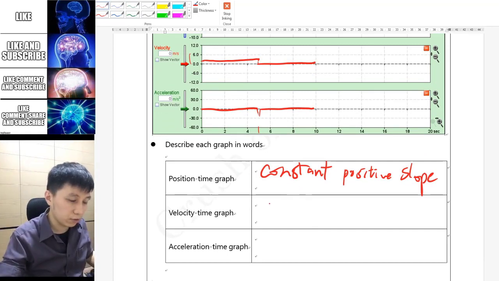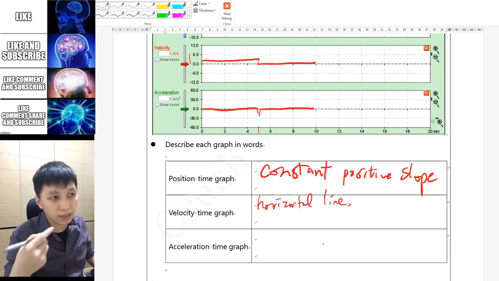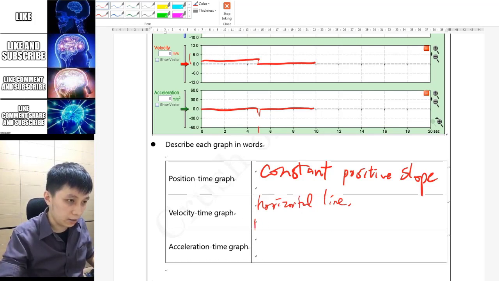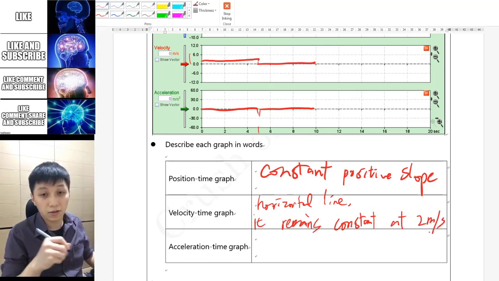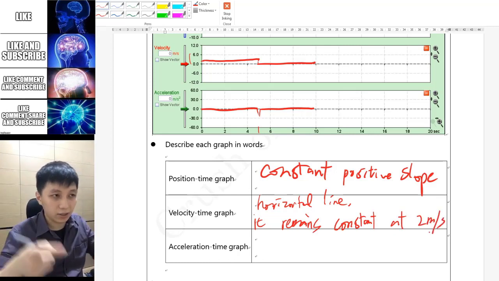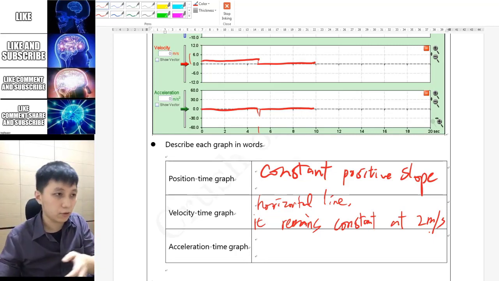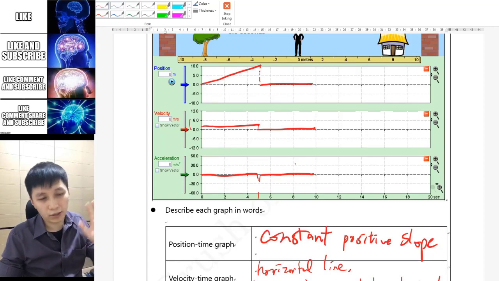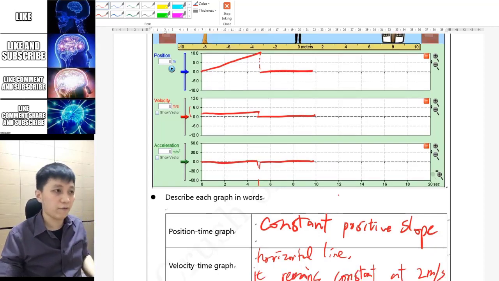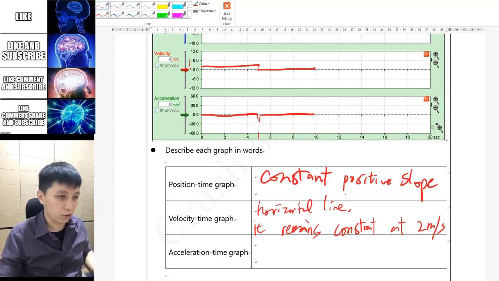So if you really want to describe the line, you can call it literally a horizontal line, but more precisely I would rather say it remains constant at 2 meters per second throughout the whole time, or until 5 seconds and then becomes 0. Here I'm just focusing on 0 seconds and 5 seconds, by the way, so I don't describe what happened after 5 seconds because that's not really the motion anymore.